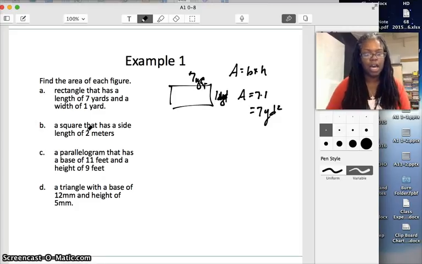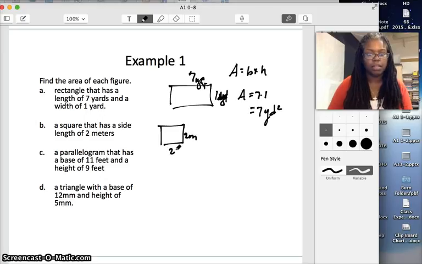How about a square that has a side length of 2 meters? Yes, you got it. The area is going to be 4 meters. This is important, squared. A parallelogram that has a base of 11 feet and a height of 9 feet.